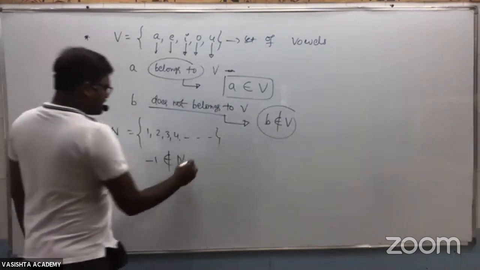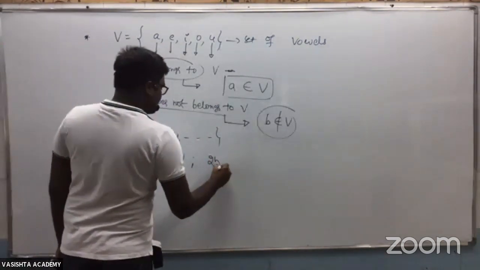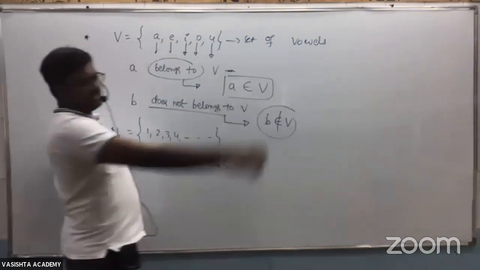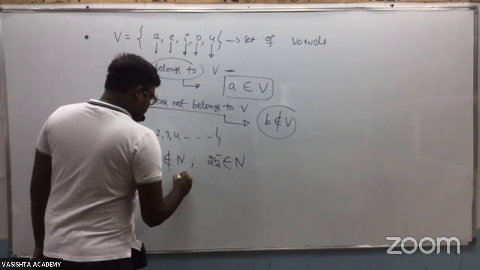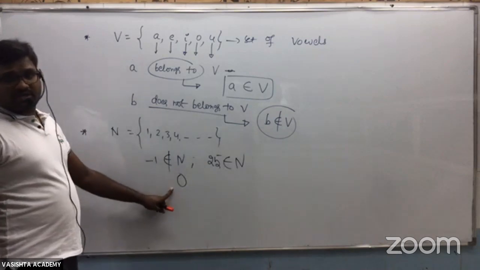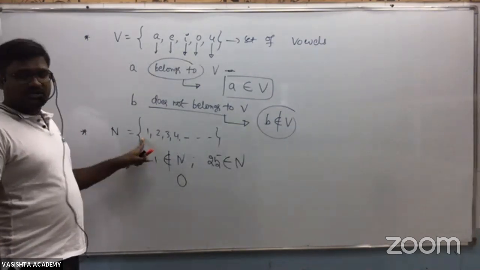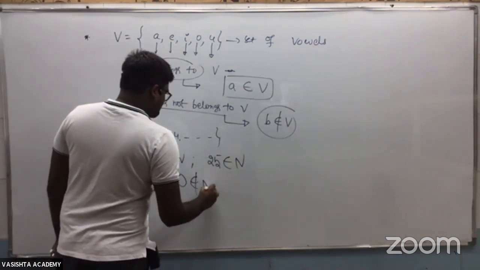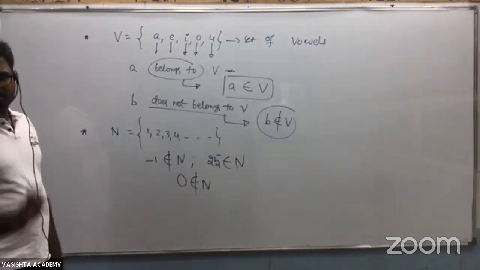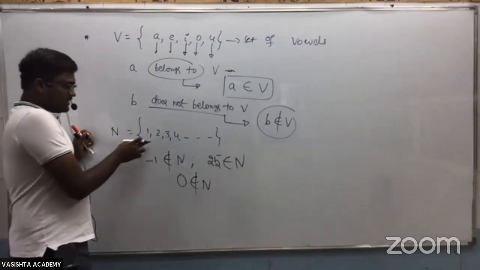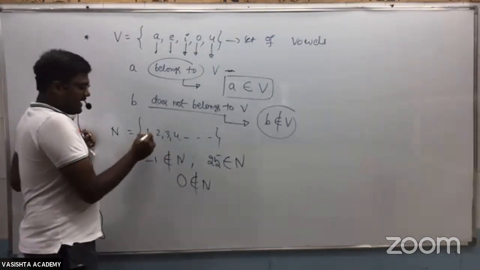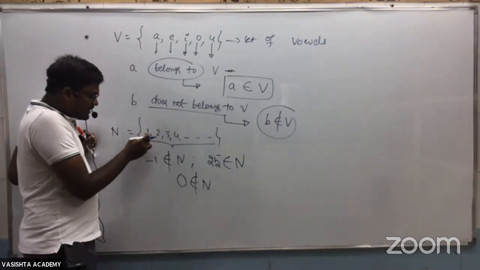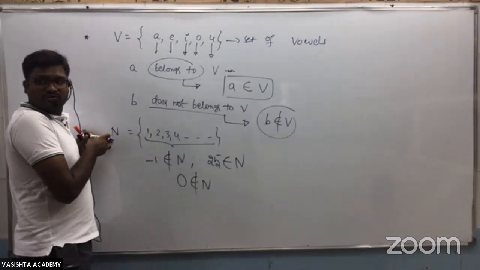Understood? Similarly, when I write 25, definitely 25 is a natural number. So 25 belongs to N. And if I write 0, 0 is also not a natural number. If I include 0 here, it will be the set of whole numbers. So 0 also does not belong to N. Understood my point? So a set is a well-defined collection of objects, and every object in the set is called an element, and every element in the set belongs to N.